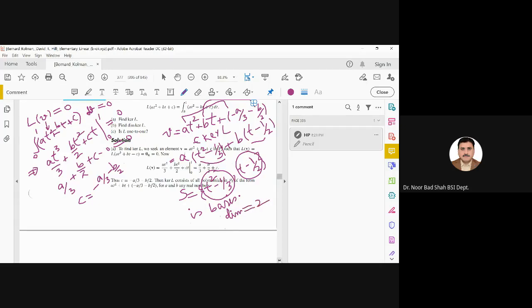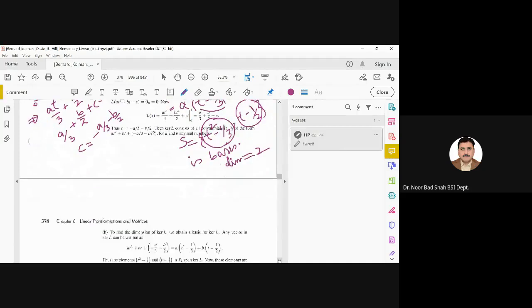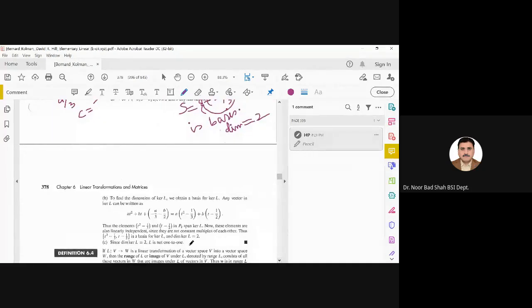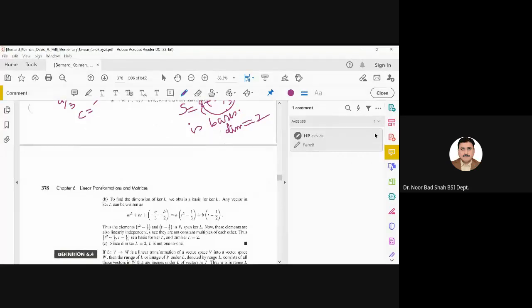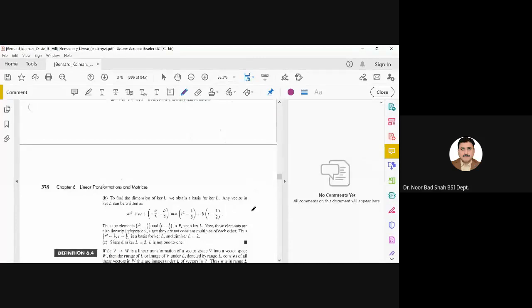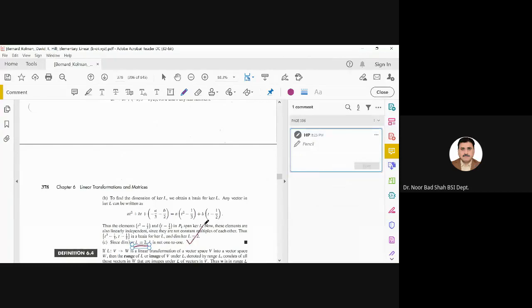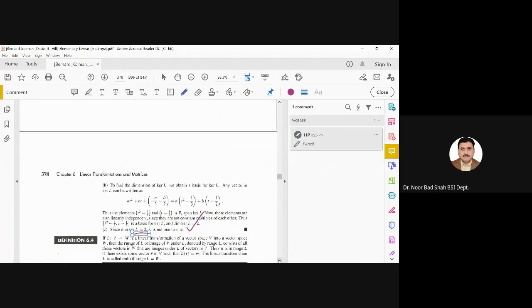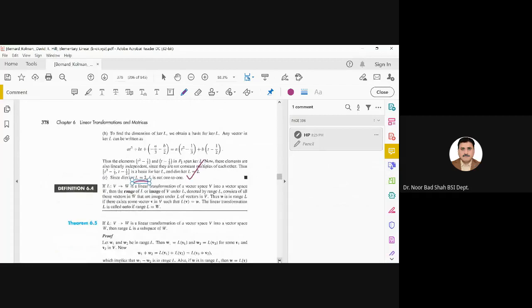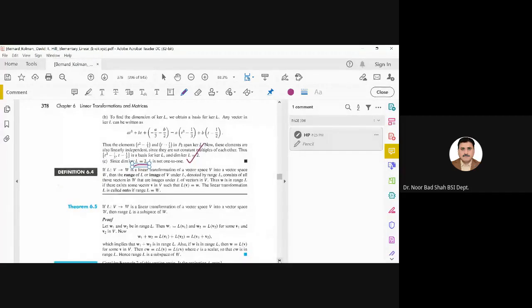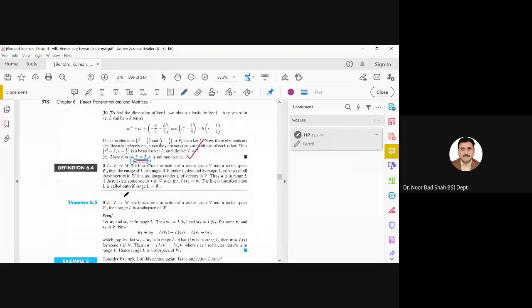And if the dimension of the kernel is greater than 1, we say the function is not 1 to 1. You can see here, because if the dimension is not equal to 0, it will not be 1 to 1. So the dimension is 2, therefore this function is not 1 to 1. Okay, next we talk about the range of L. We say an element belongs to the range of L.